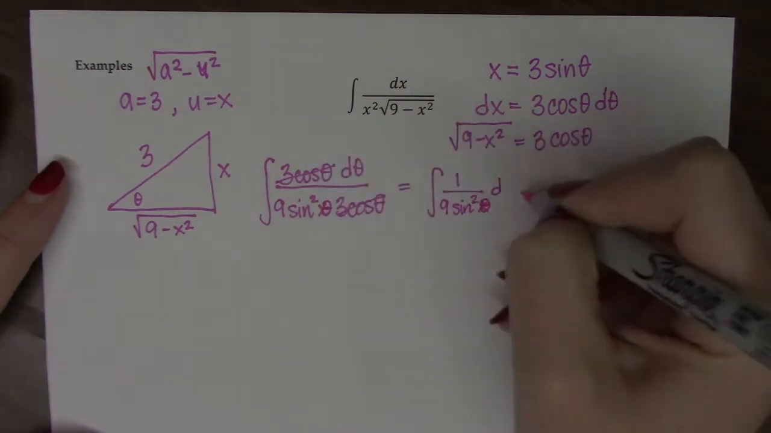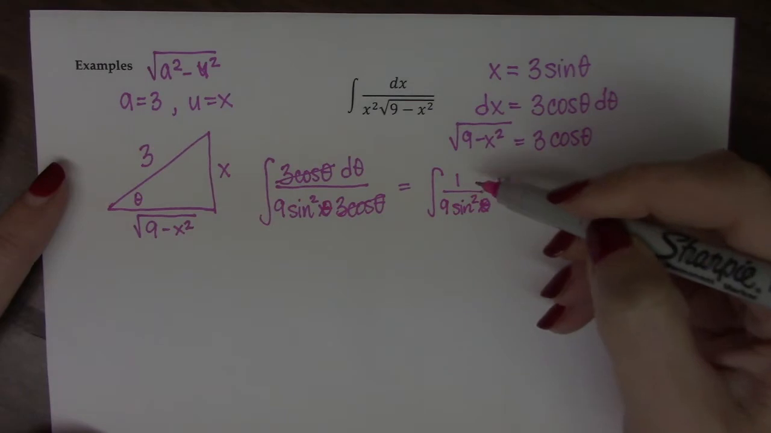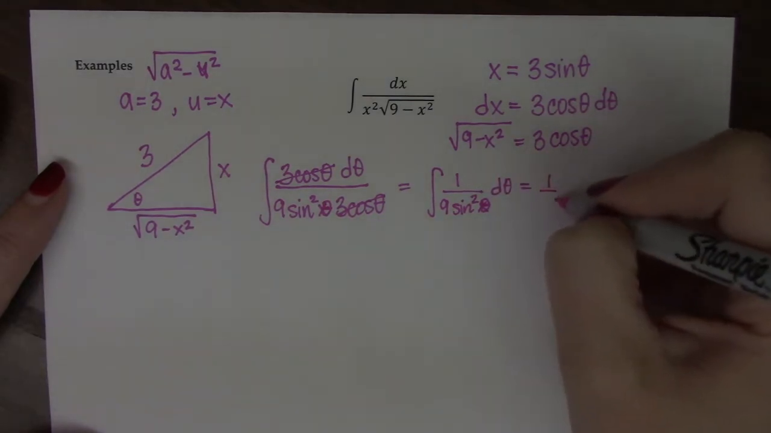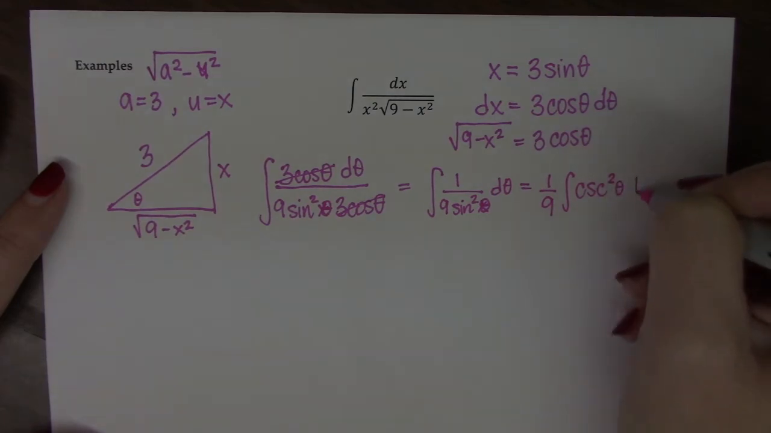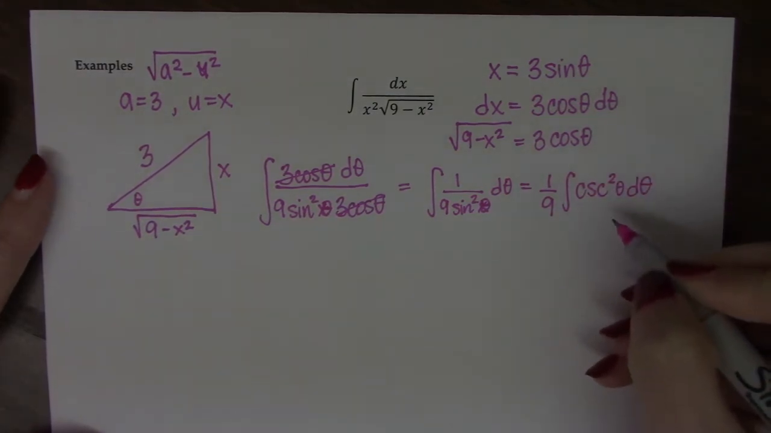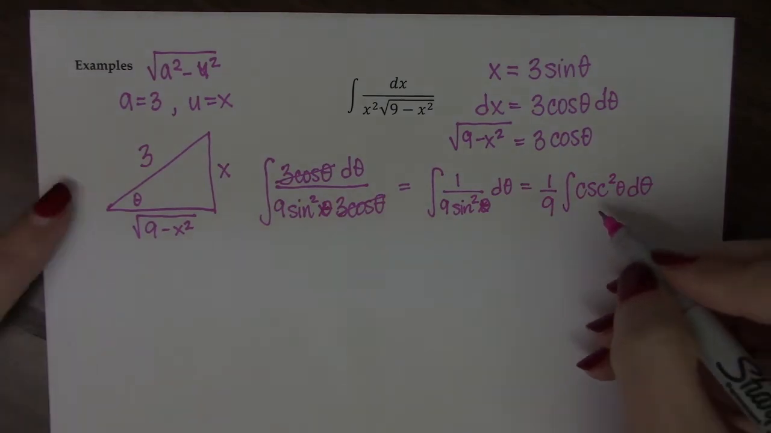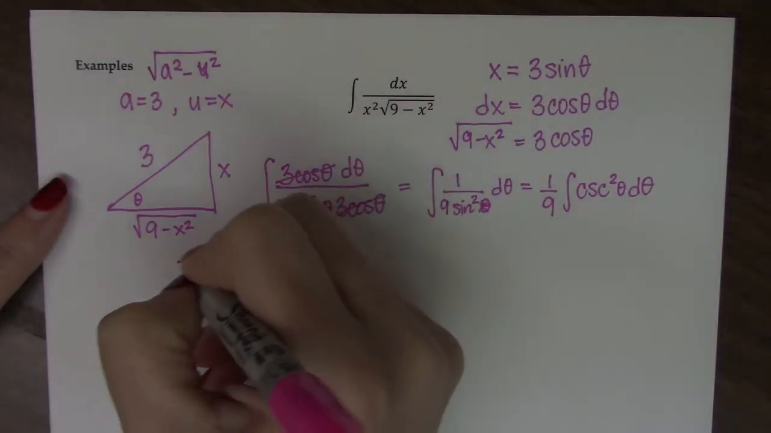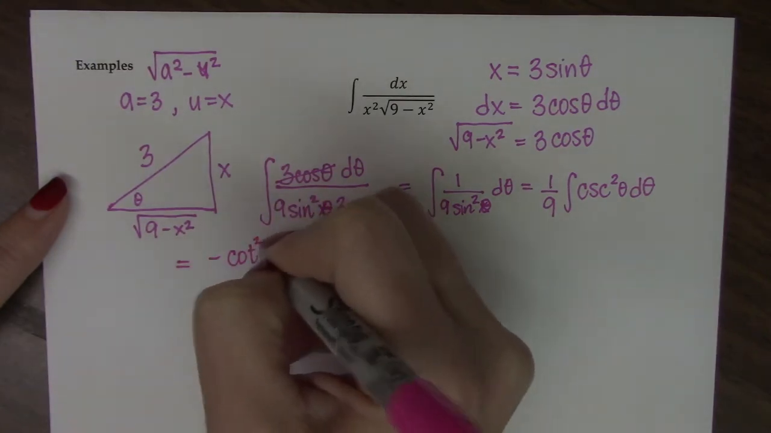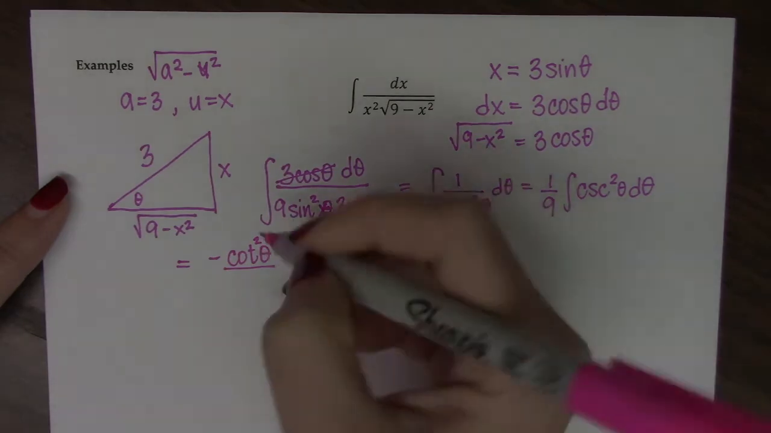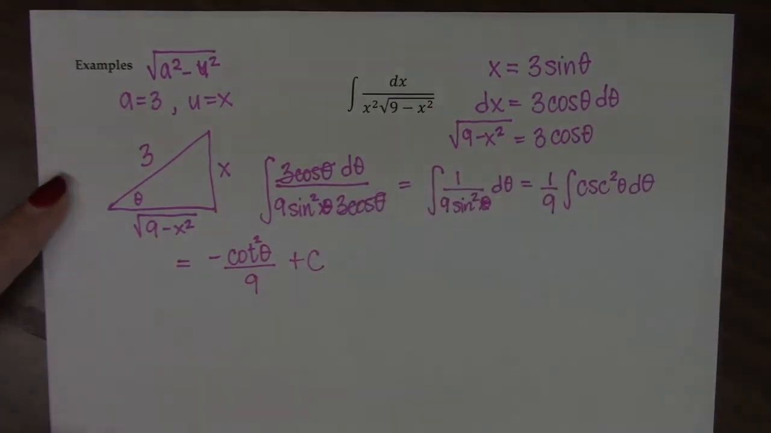Even though this looks like you might be stuck, we actually know what 1 over sine squared is. So this is 1/9 times the integral of cosecant squared d theta. Cosecant squared, just like secant squared, is a known derivative. So the antiderivative of cosecant squared is, more specifically, negative cotangent. So I'll get negative cotangent theta over 9 plus c.